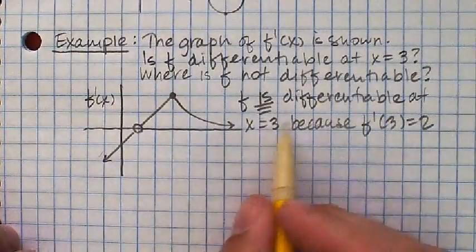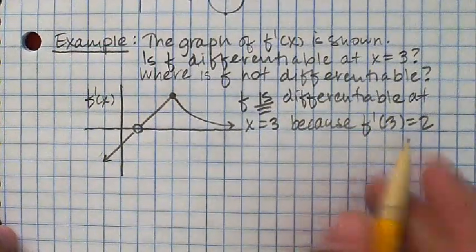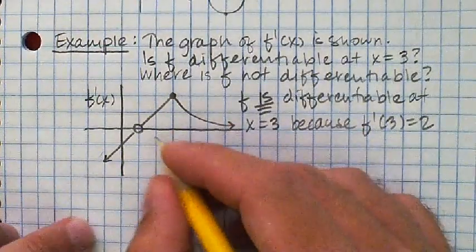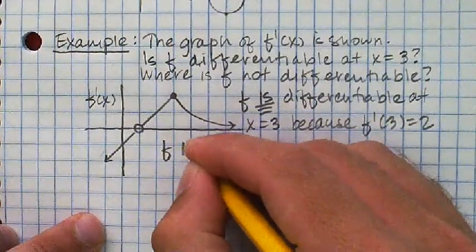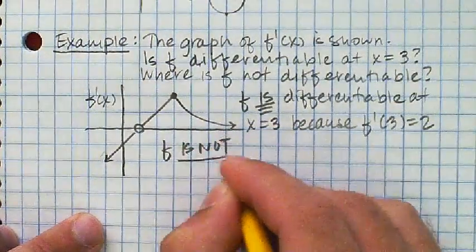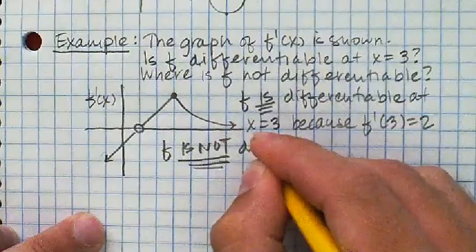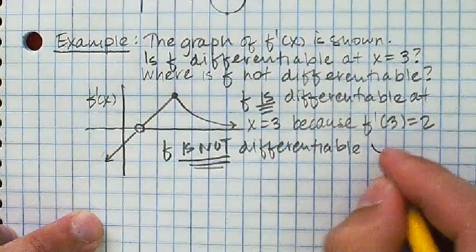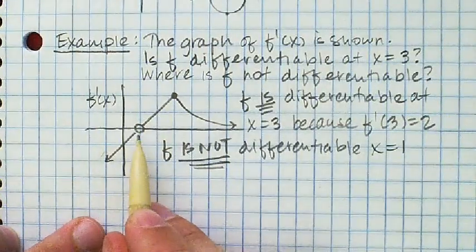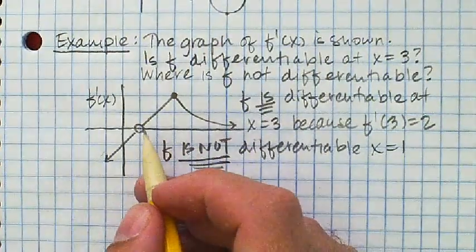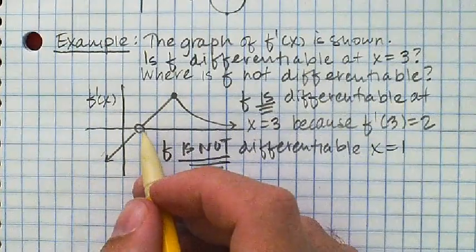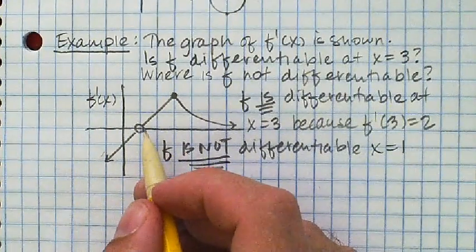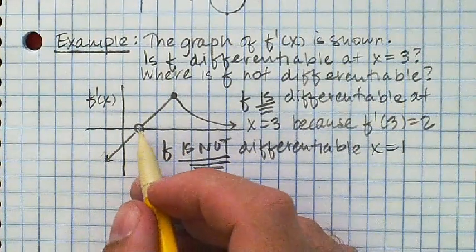All right, so x equals 3 because f prime of 3 is 2. Okay, f is not differentiable at x equals 1, because f prime of 1 doesn't exist. What this most likely looks like on the graph of f is actually just a hole in the graph of f, where there's a well-defined limit.